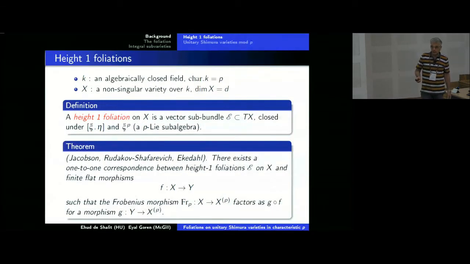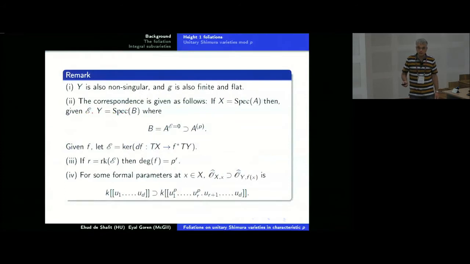So Y happens to be also non-singular because regularity descends under flat morphisms, and G happens to be also finite and flat. This is what sometimes is called miracle flatness. It's enough that Y is Cohen-Macaulay for this. So the situation is symmetric, and you can go on and on now, starting with G and factoring the morphism Y to Y^(p) and build a whole tower.